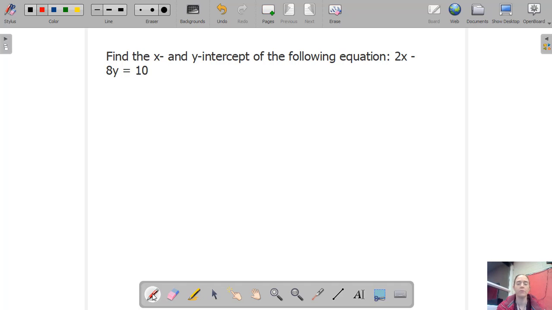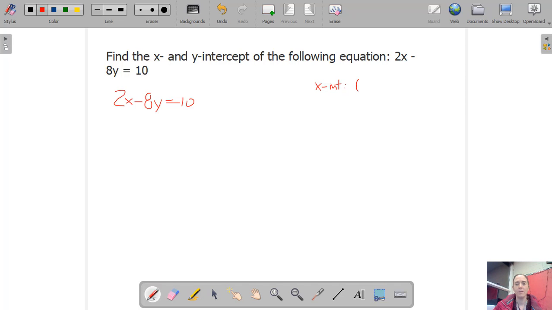So this video is going to show you how to find the x and y intercepts of an equation. And so if I have, I'm going to write it again since it kind of went on two lines. So I have 2x minus 8y equals 10.